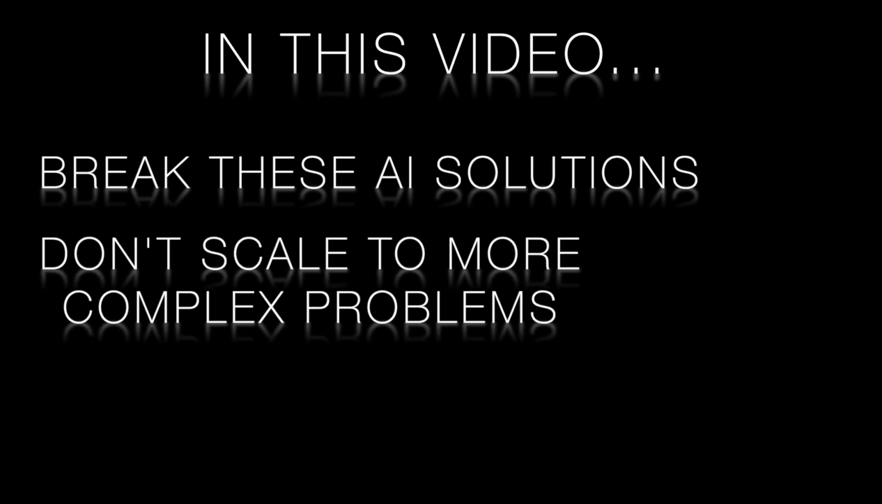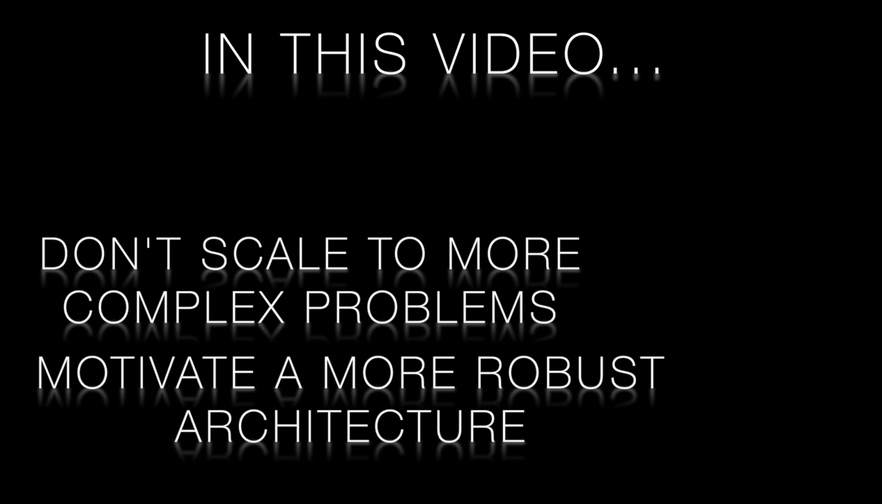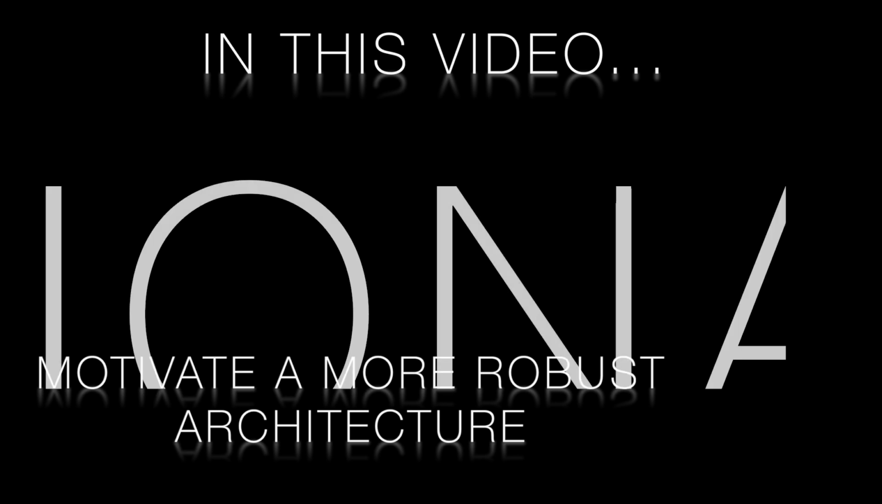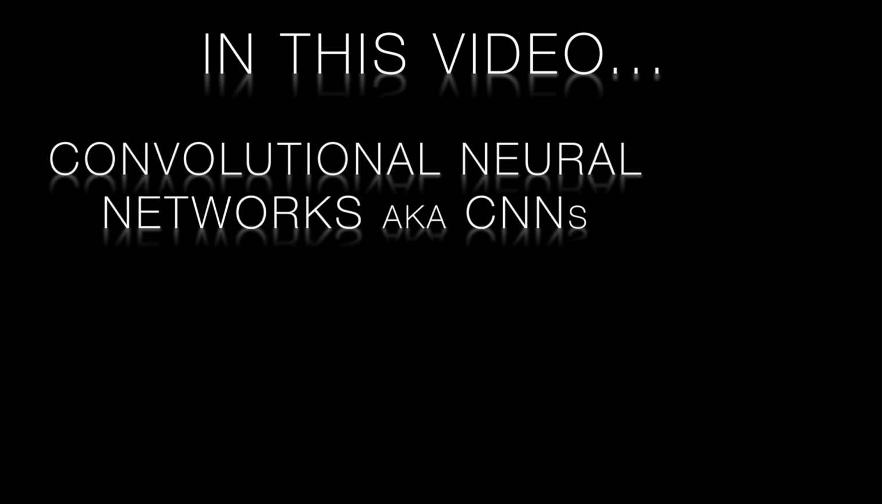In this video, we're going to make these networks break. We're going to show that under more demanding scenarios, they aren't that accurate at all. We're going to show this to motivate a new architecture. This new type of neural network is much more robust for image classification. Networks with this new architecture are called Convolutional Neural Networks, or CNNs. Furthermore, this architecture shows great promise for other areas outside of machine vision.